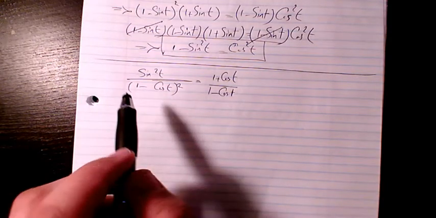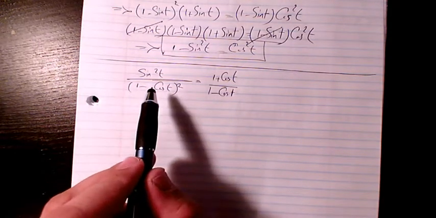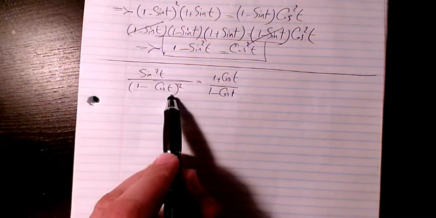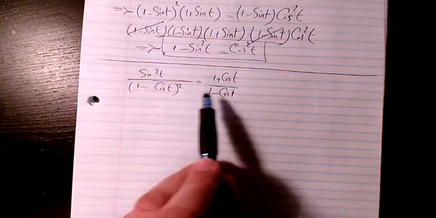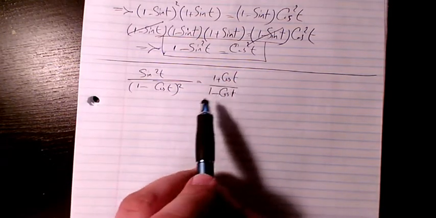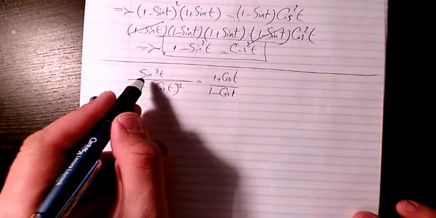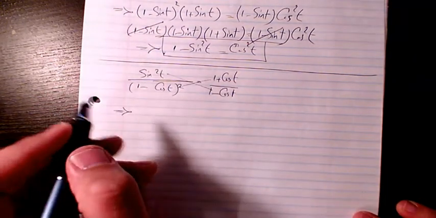So in this video, I want to show you how to solve this equation here, the trig identity. We have (sine squared t divided by (1 minus cosine t)) squared equals (1 plus cosine t) divided by (1 minus cosine t). So the best way to do it is cross multiplication.